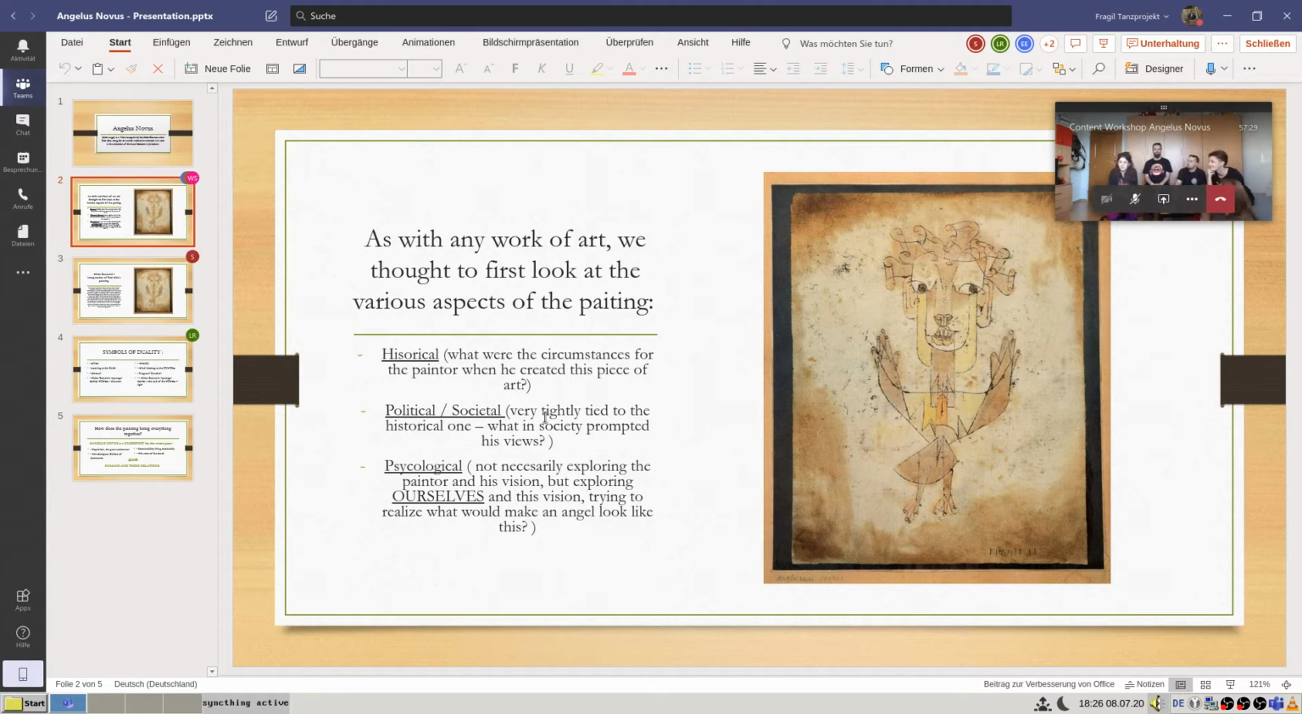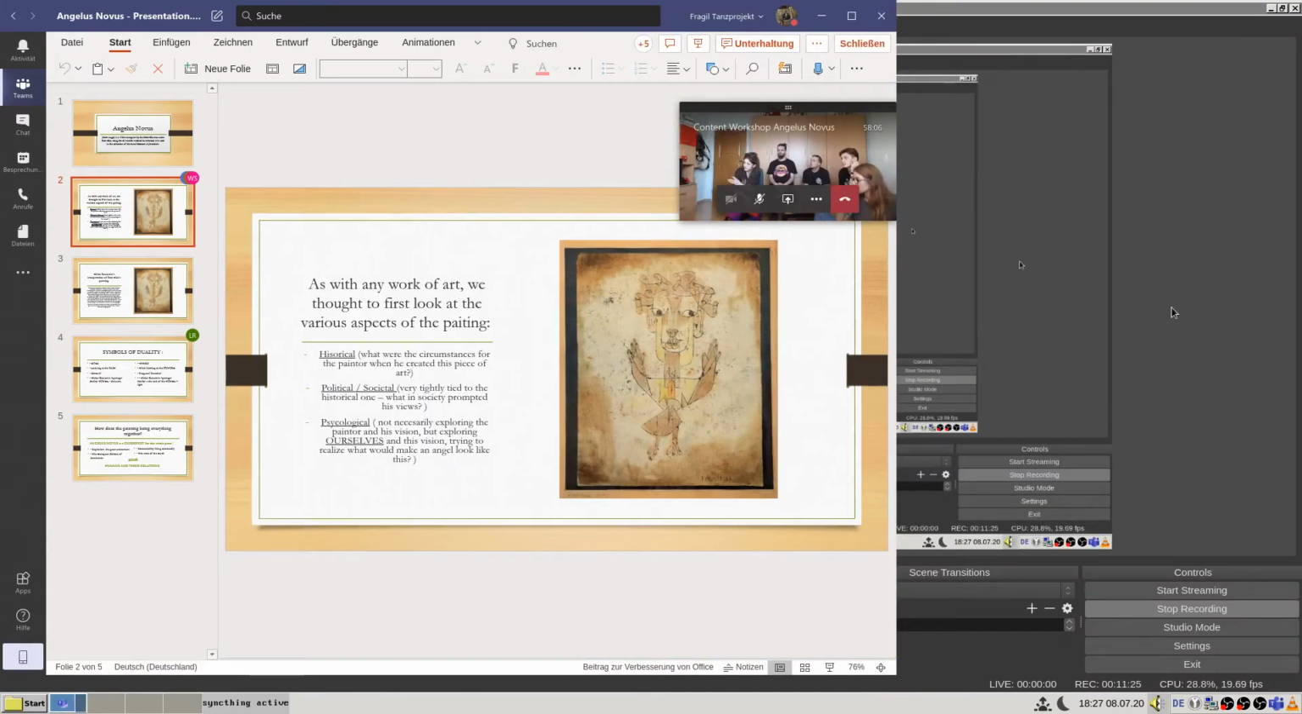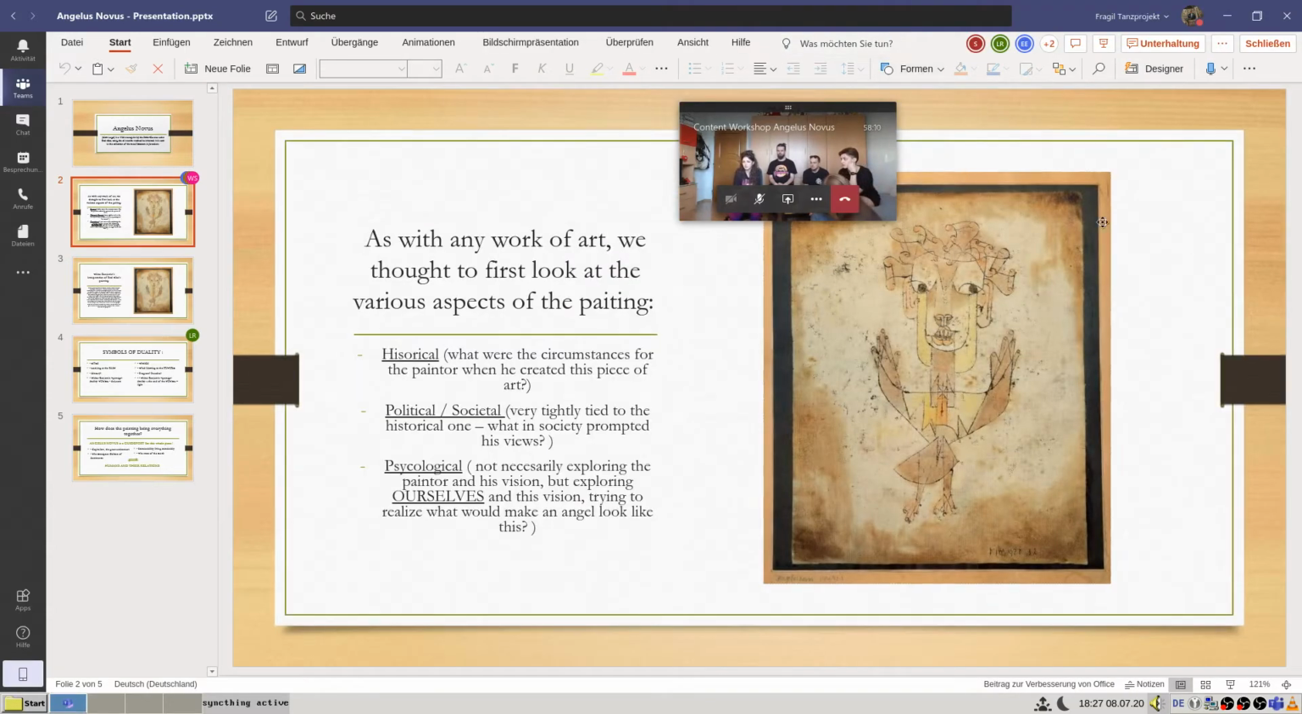And the third one, we named it here as a psychological one, but it's actually, for reference, more referring to us and translating the vision of an artist to us as an artist. So not necessarily for us by ourselves to explore the vision of Paul Klee and his painting, or explore the vision of Walter Benjamin and his interpretation of the painting, but to be able to envision ourselves, empathically approach this whole situation and this whole painting and try to realize what it would mean for us. An angel like this, how would we maybe draw one? How would we paint one? And what actually would an angel in general be for us? It can be a mother, it can be a sister, it can be a loved one that's passed, it can be many, many things.